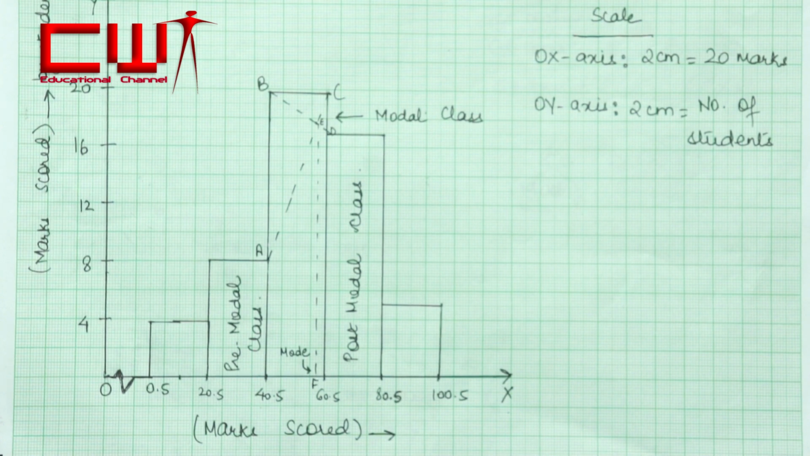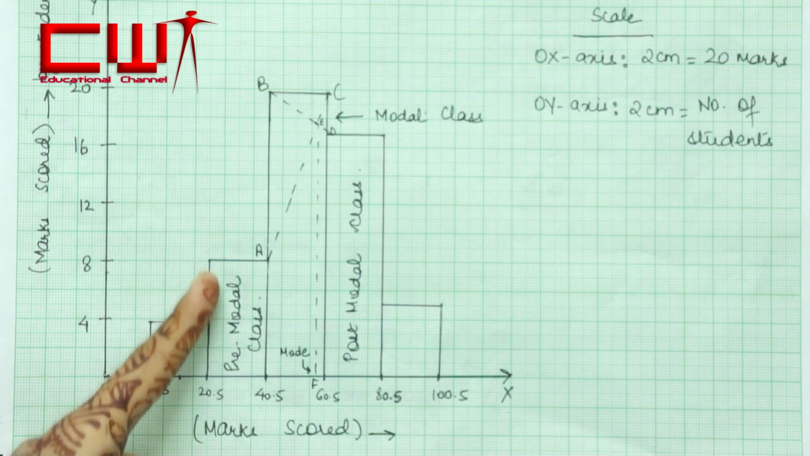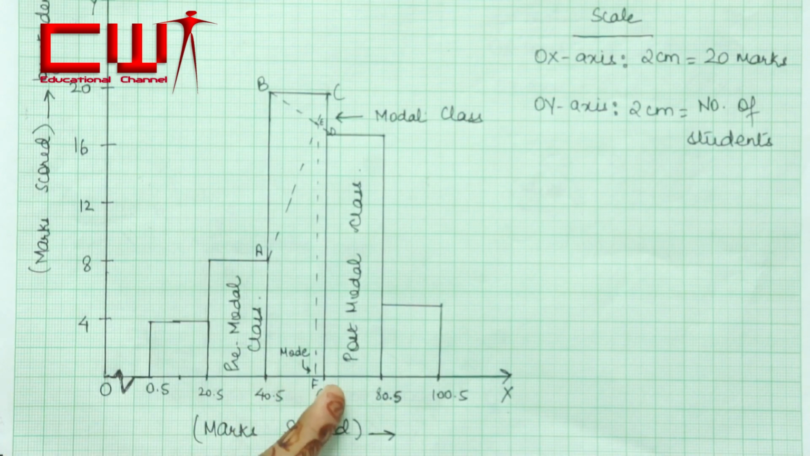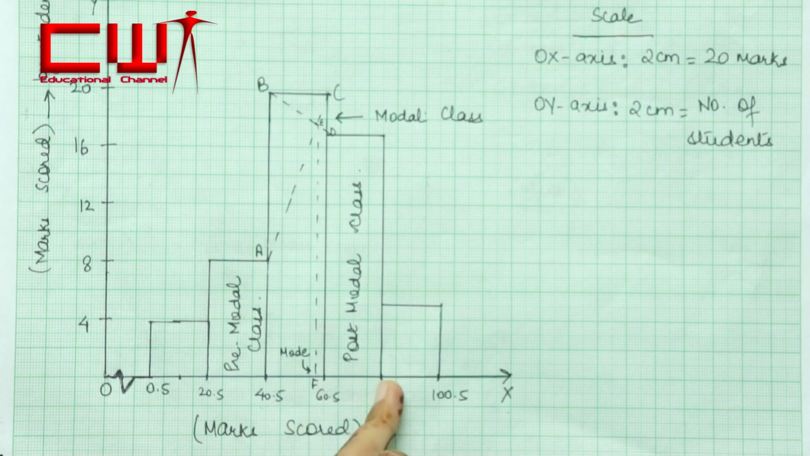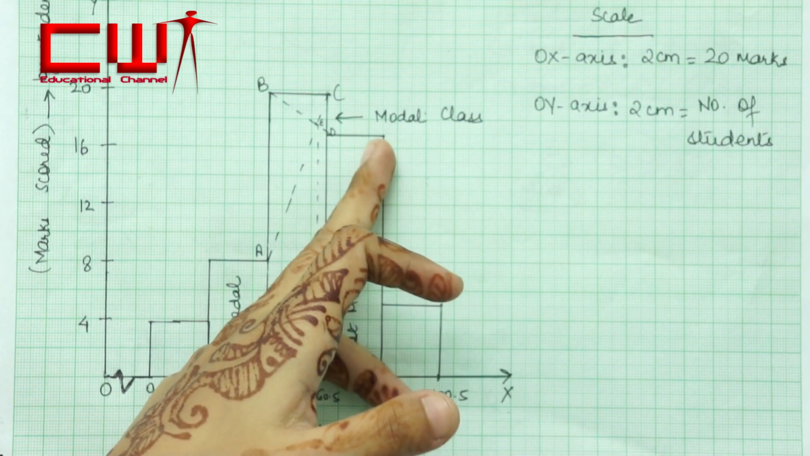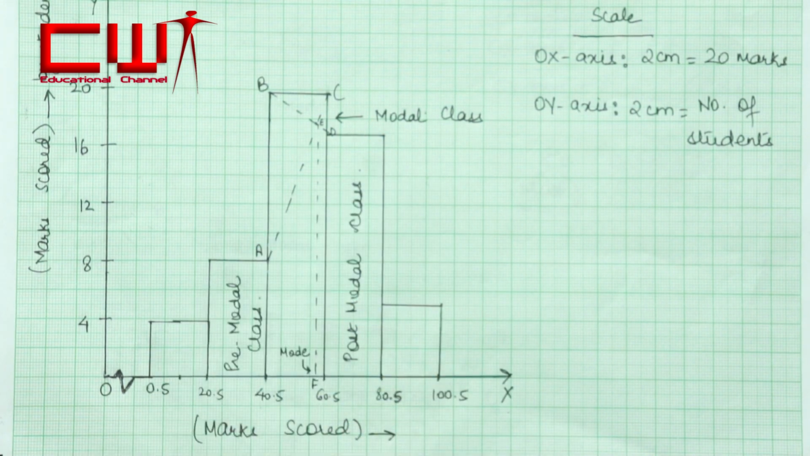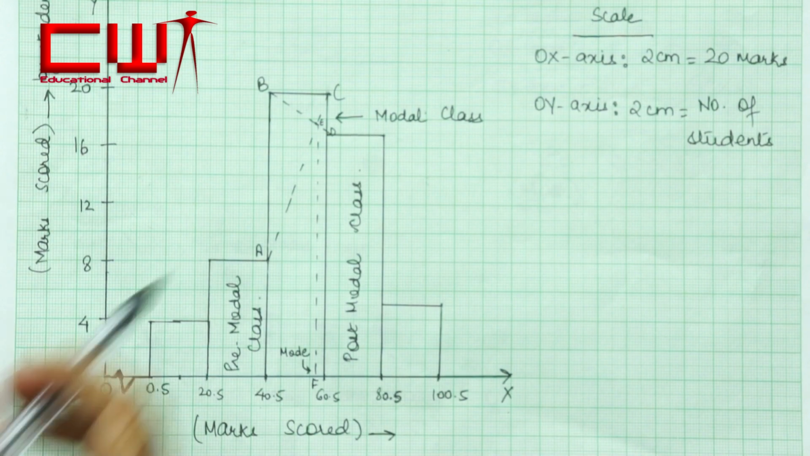0.5 to 20.5 will be 3 students. 20.5 to 40.5 will be how many? 8 students. 40.5 to 60.5 will be how many? 20 students. 60.5 to 80.5 will be 18 students. 80.5 to 100.5 will be how many? 6 students. Now you have to see which is the highest bar.